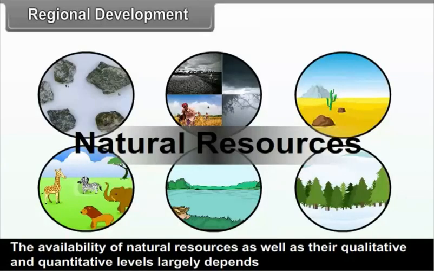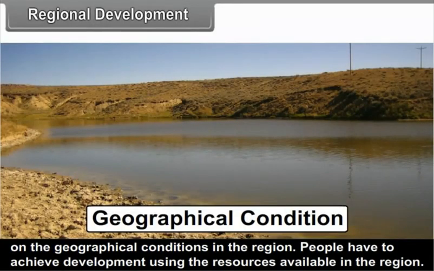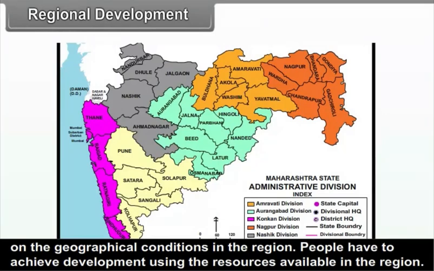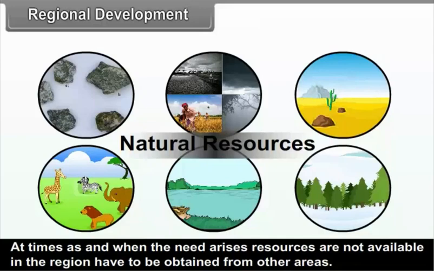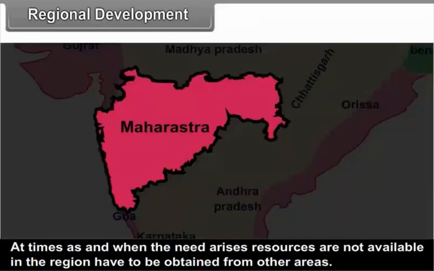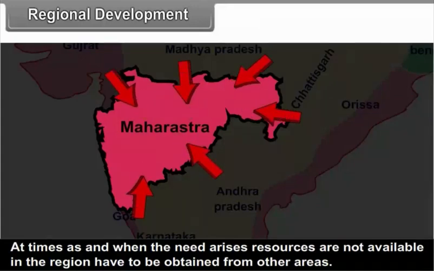The availability of natural resources as well as their qualitative and quantitative levels largely depend on the geographical conditions in the region. People have to achieve development using the resources available in the region. At times, as and when the need arises, resources are not available in the region, and have to be obtained from other areas.